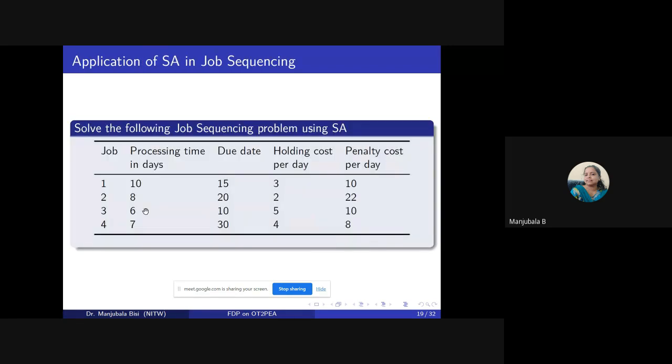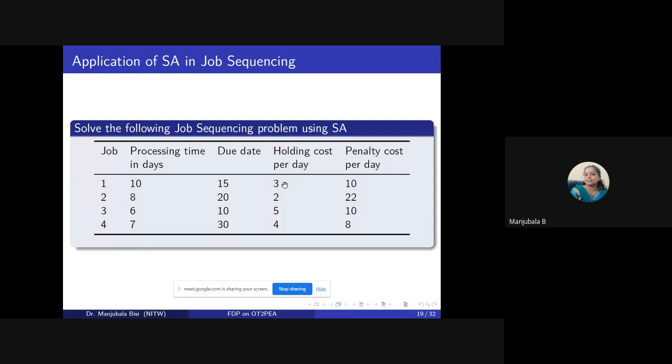So how to find this cost, holding cost plus penalty cost? Suppose we have formulated the sequence as 1, 2, 3, 4. That means job 1 is processed first, then job 2, followed by job 3, followed by job 4. So how to find the cost with respect to this sequence? Job 1 has a processing time of 10 days, and we start this job first, so it will take 10 days. The due date is 15, so it is completed before the due date, and for 5 days you have to pay the holding cost.